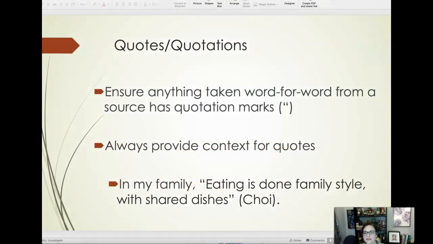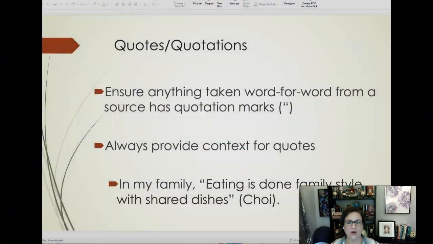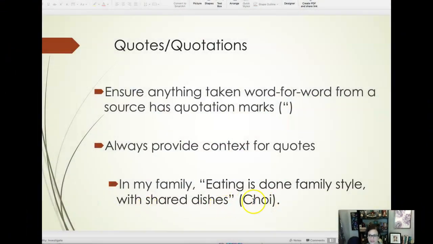So this is something that I've been seeing quite a bit when we're thinking about Choi's work, and I get it. We see these quotes and we think, that really supports what I'm saying. That's a really good idea. But without the context, you are misusing those ideas. Okay, so this is one example many people use. Something like, in my family, quote, eating is done family style with shared dishes.